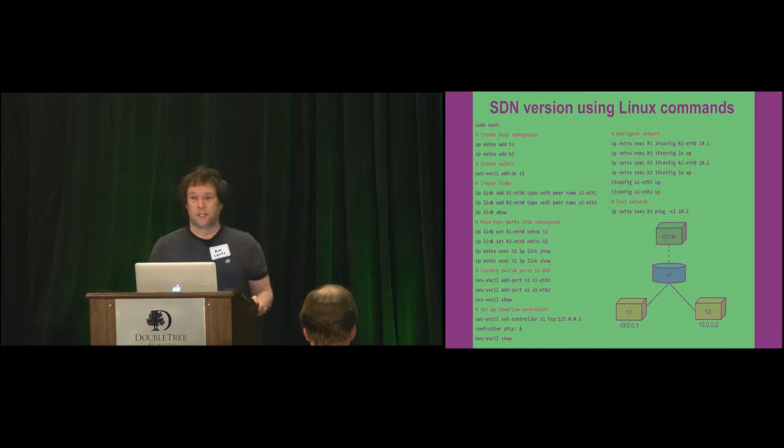And you could easily set this up by typing in a bunch of Linux commands. In fact, here are all the commands to create some namespaces, create a switch, create links, move the ports around, start up OVS, connect the switch ports, set up a controller. So now we can make actually an SDN network that has an OpenFlow switch connected to a controller, and then configure your network and maybe run some tests on it. In this case, just ping it to make sure it works.